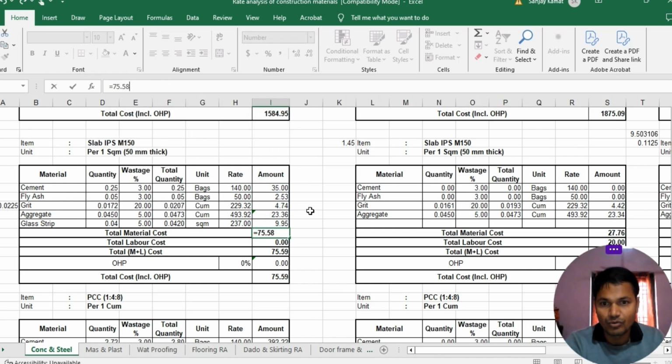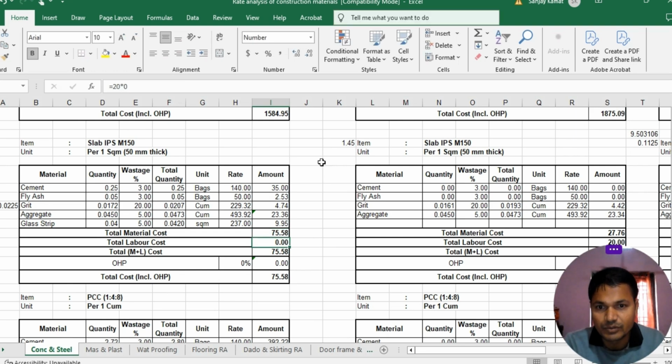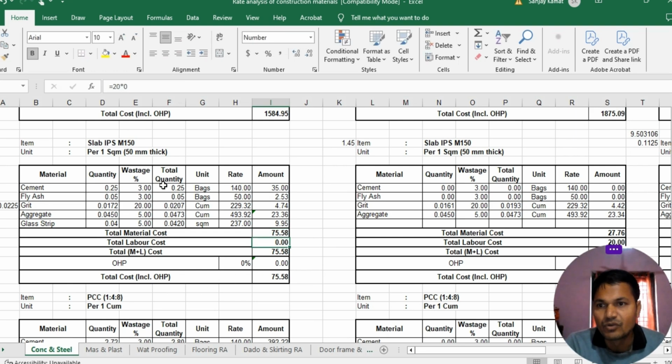75.58 only, not more not less. Okay, accurate we will write. So this much it will come. So in this way you can do the rate analysis for the slab.